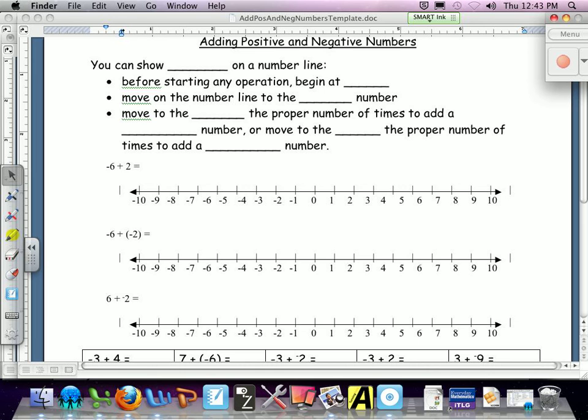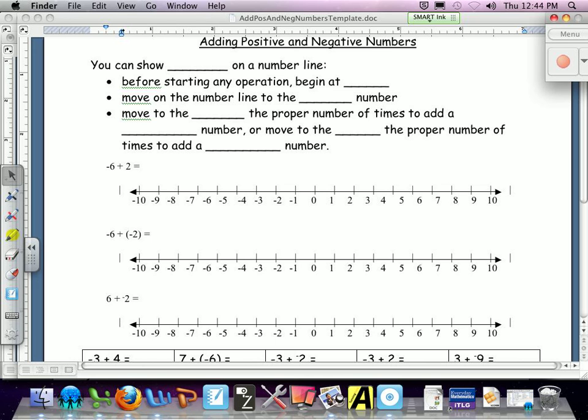Everybody should have a bag of positive and negative parts once this group gets theirs. You don't have to take out all the parts, but we are going to demonstrate some stuff with them in a moment. So adding positive and negative numbers, first in our notes we're going to do the number line model.